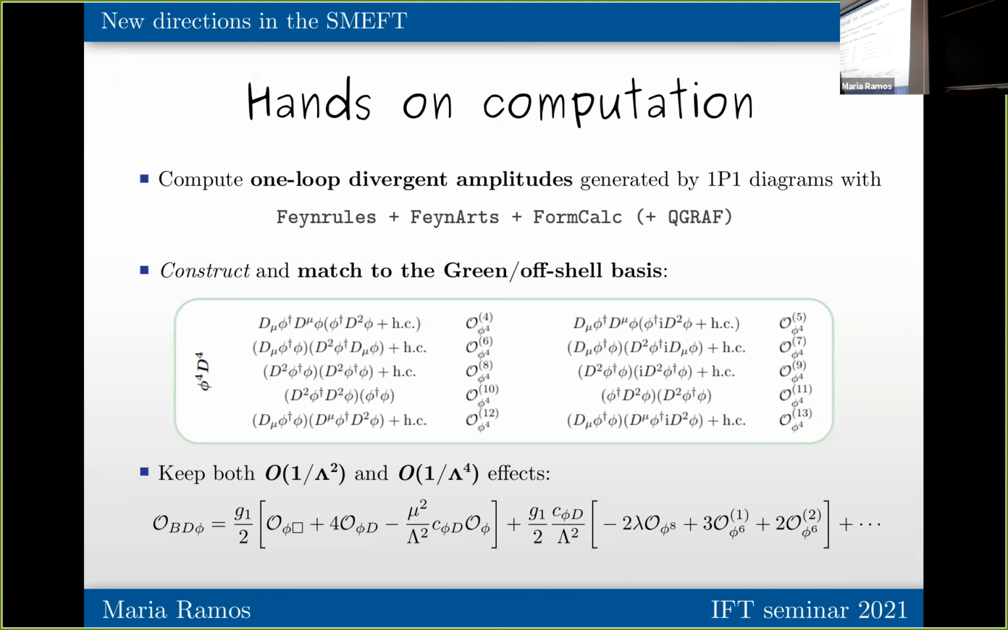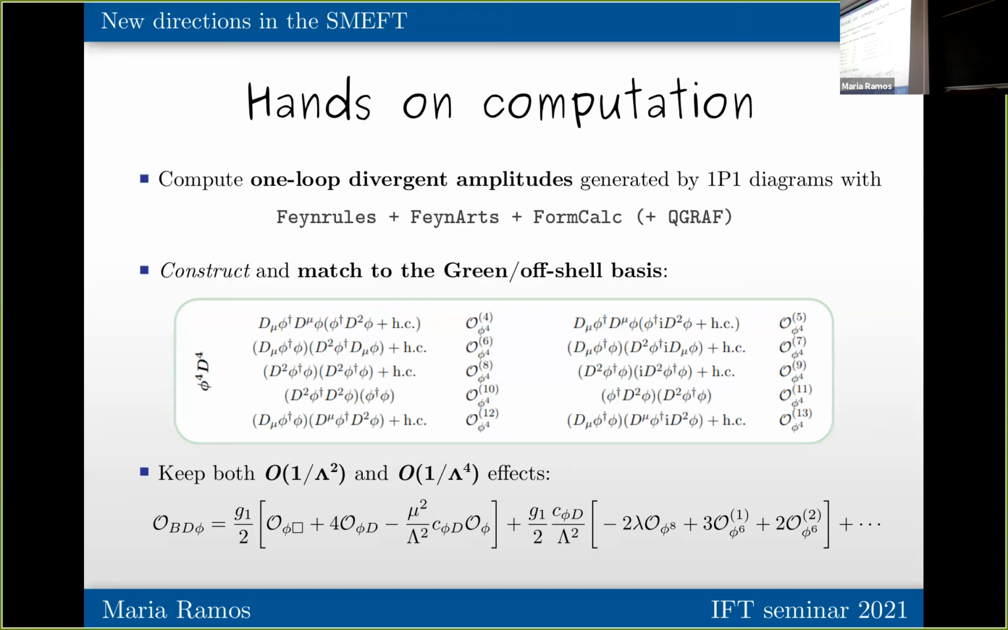Another effect we have to consider is that not only do we have to consider loop diagrams with two insertions of dimension 6 operators, but we also have to match to the off-shell basis at dimension 6, considering only an insertion of a dimension 6 operator. That's because when you use field redefinitions from these dimension 6 redundant operators, you will get contributions to the dimension 8 equivalent. We had to do this from scratch because these contributions in the off-shell basis were not known in the literature, even at dimension 6.